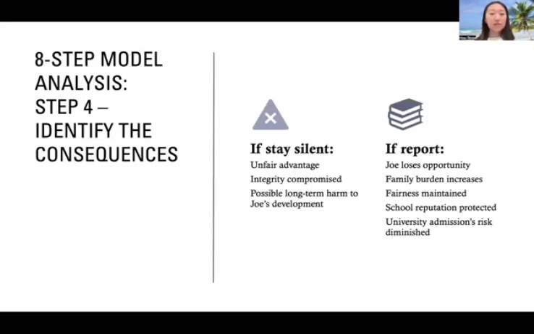And then in step 4, I walked her through the short-term and long-term consequences. If she reported the cheating, Joe would get a 0 on that mock exam, damaging his chances to go to any good universities and causing emotional harm.